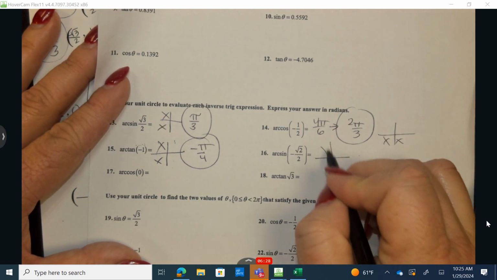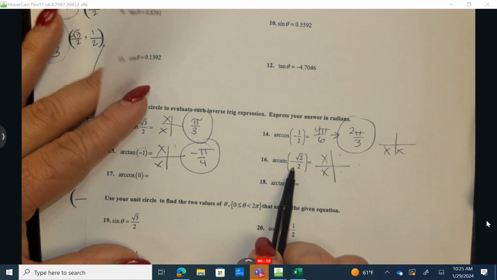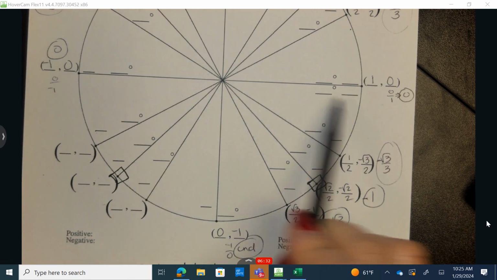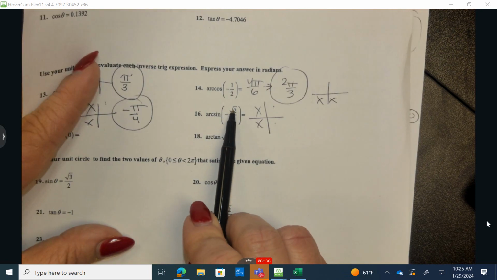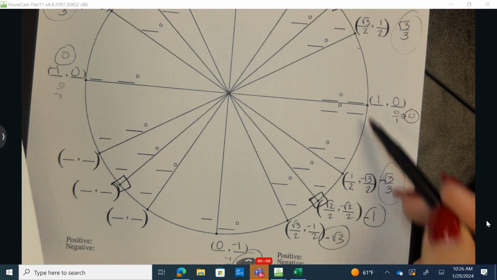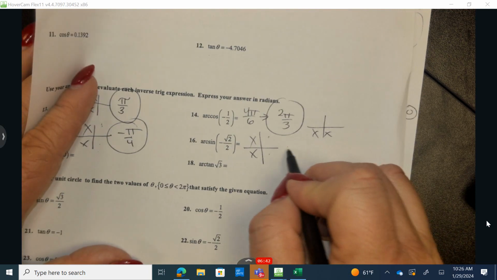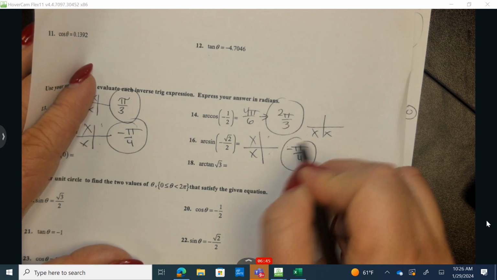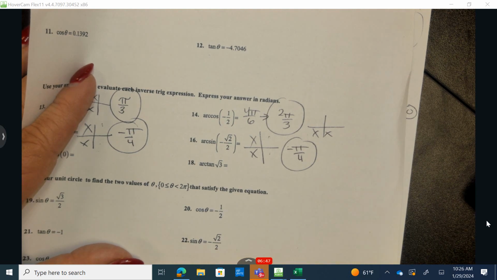Okay, sines. Sines are only going to be in 1 and 4, and it's a negative sine. That means it's going to be down here in this position. Where is the sine negative radical 2 over 2? Sine is the second one. Here's negative radical 2 over 2. Again, we're dropping down 45 degrees. Negative pi over 4, or negative 1 pi over 4.